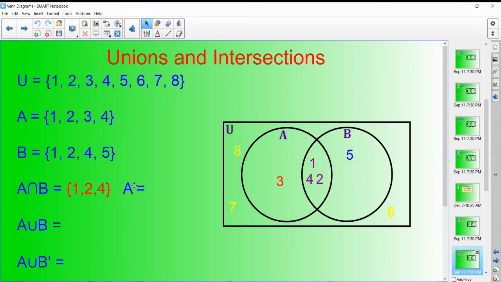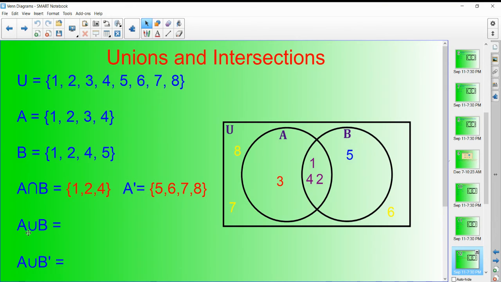Now this symbol, which we haven't talked about yet, is the complement symbol. So this means what is not in A. So anything that's not in A, not in this circle, would be part of the complement. So 5 is not in A, and 6 is not in A, and 7 is not in A, and 8. Now the way to think about this is we look at our circle for A, and anything on the outside of the circle, I don't care if it's in another circle, as long as it's on the outside, it's not in A, it's in A complement.